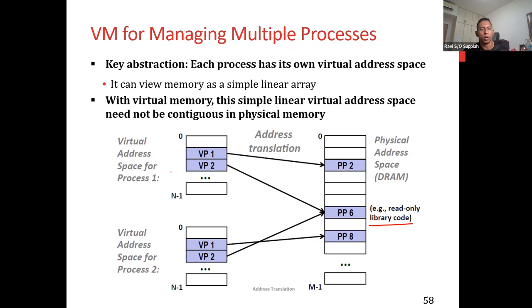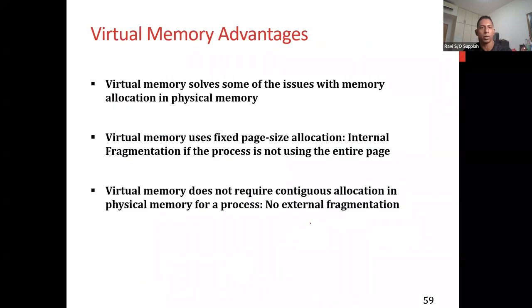So for example, your virtual address space for a browser. You open one browser and then you open another browser. They are two different instances of the same application, but they may have some common library code that can be shared. So in that case, your OS may choose to map some of these virtual addresses to a common physical address. So you can actually manage this quite well.